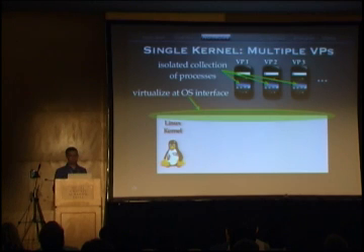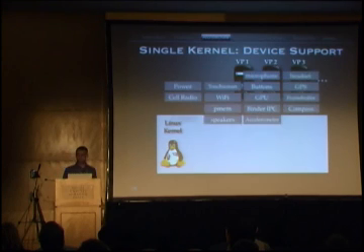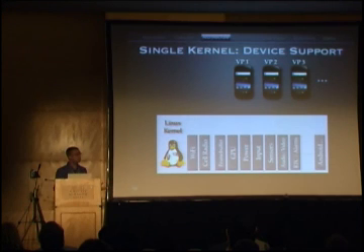Now, because we use a single Linux kernel, we can leverage all of the device drivers and support already available in production Linux kernels, so we don't have to write any of our own driver support code. And thus, we can support the myriad devices available in mobile phones. However, each VP is running simultaneously and is an isolated Android instance that believes it's the only thing running on the kernel.